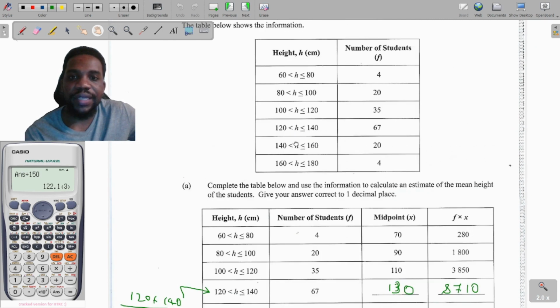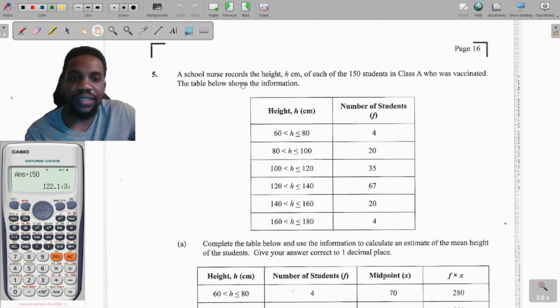So technically, this data represents the height of 150 students, recorded by a school nurse, who were vaccinated. All right, let's go.